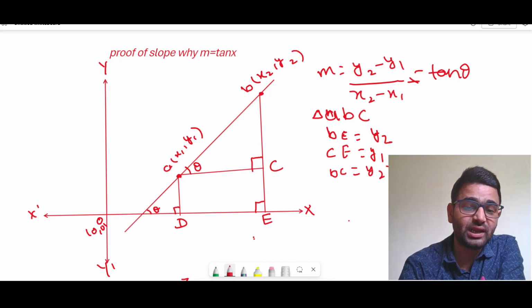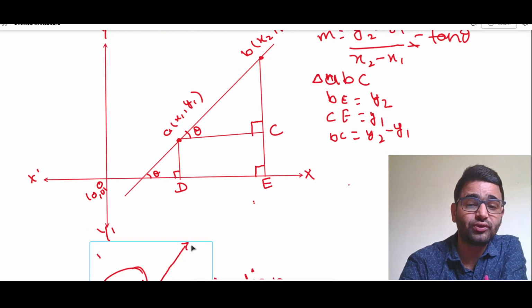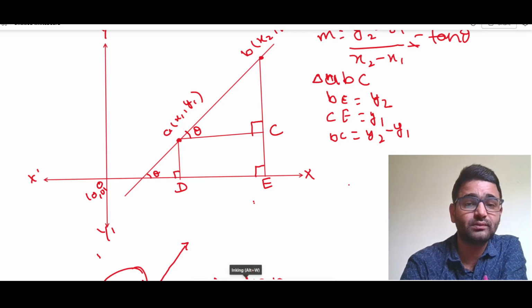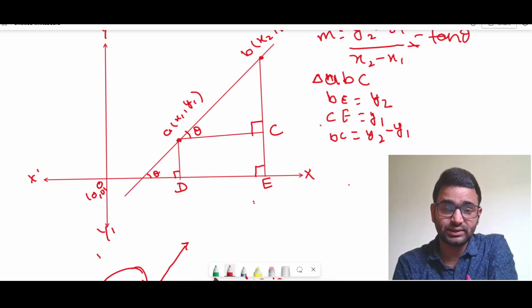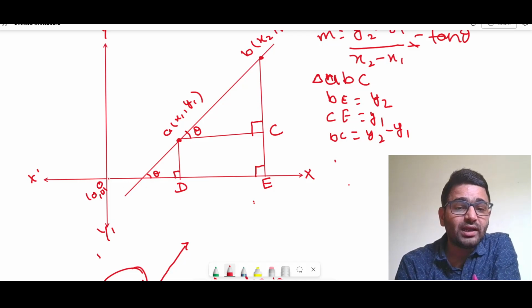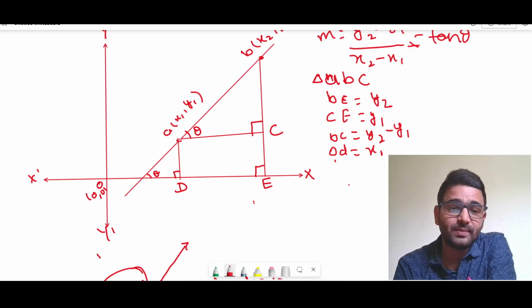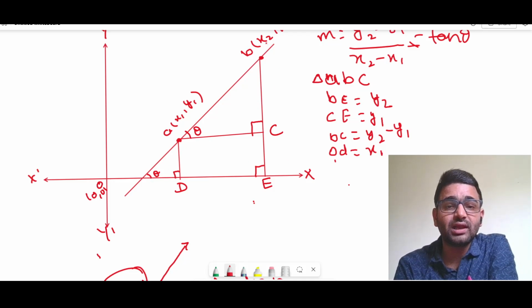Similarly, let me show you another point. Now I have to find this part, that means AC. For finding AC, let me tell you, what is the distance of OD? If O is our origin, then OD is nothing but x1. And OE is nothing but x2. You can see this distance is x2. So OE is x2.